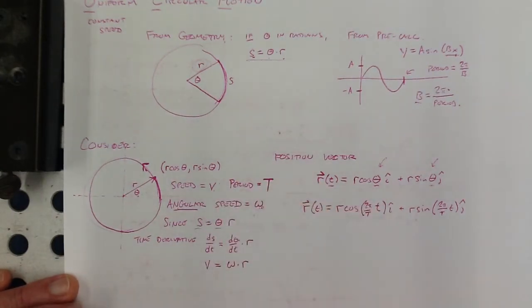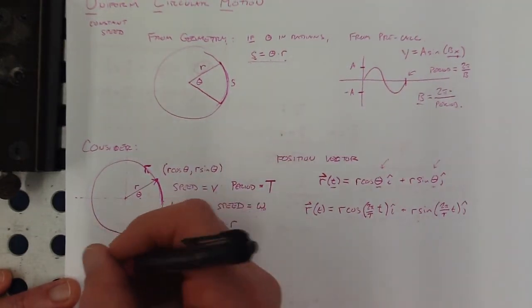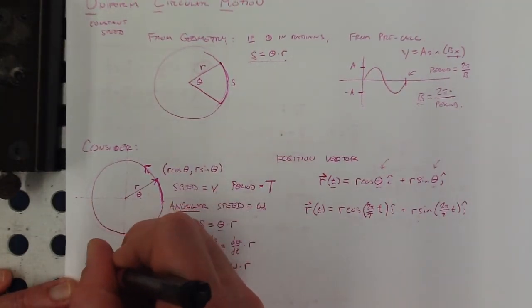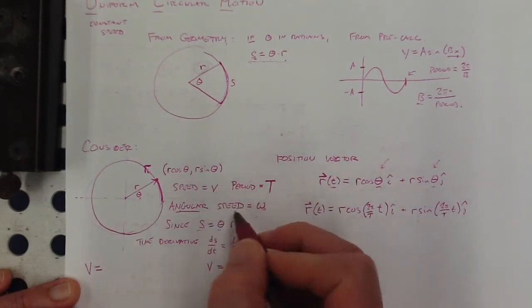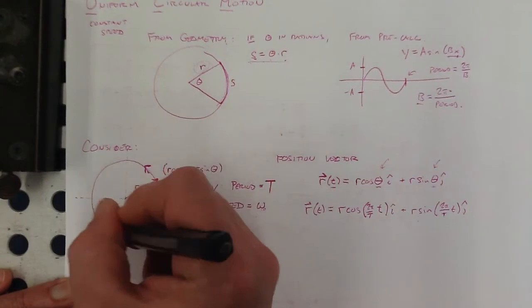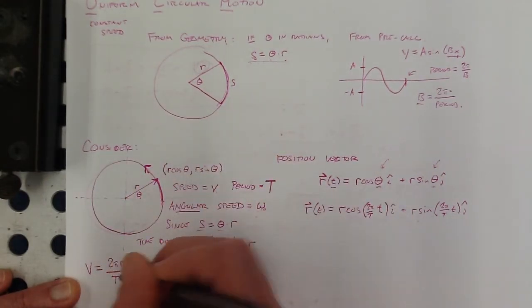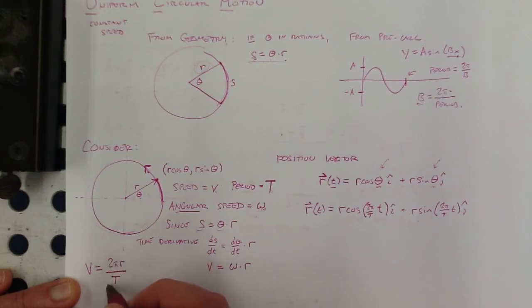So the speed v, add to our collection of information over here, the speed v is equal to 2 pi r, because that's the distance all the way around the circle, divided by how long it takes. Speed is equal to distance divided by time. That's the distance around the circle. That's the time for going around one lap.